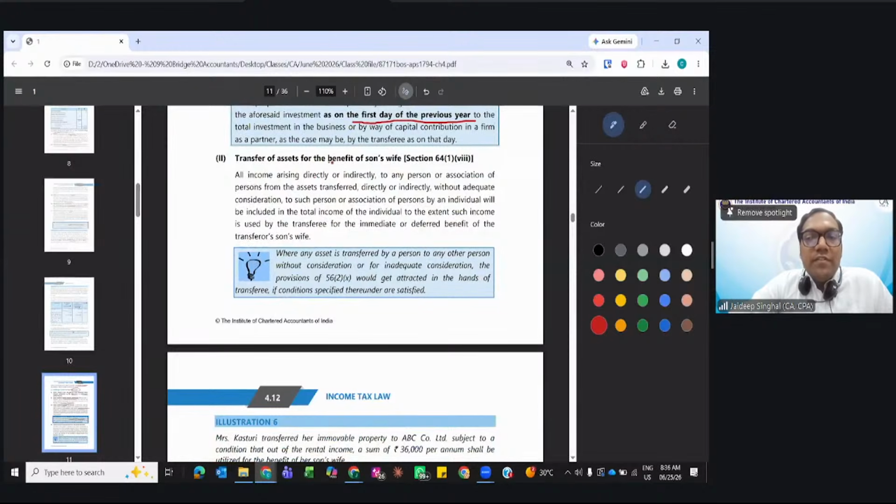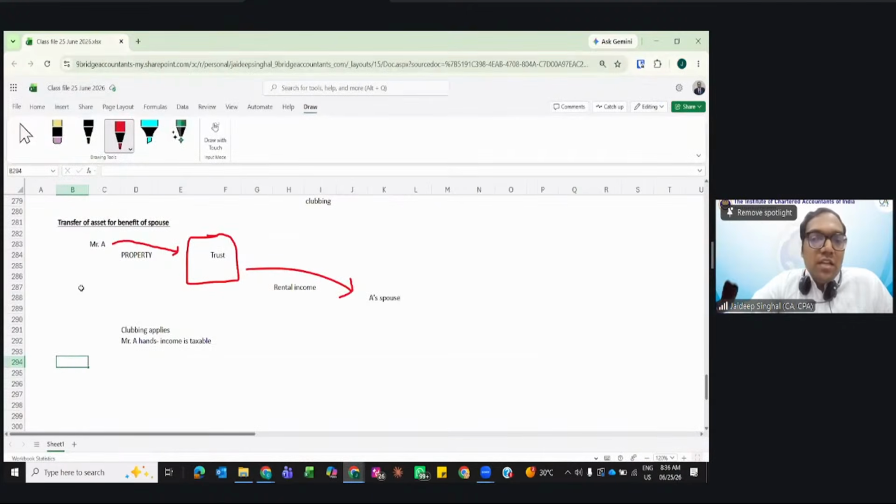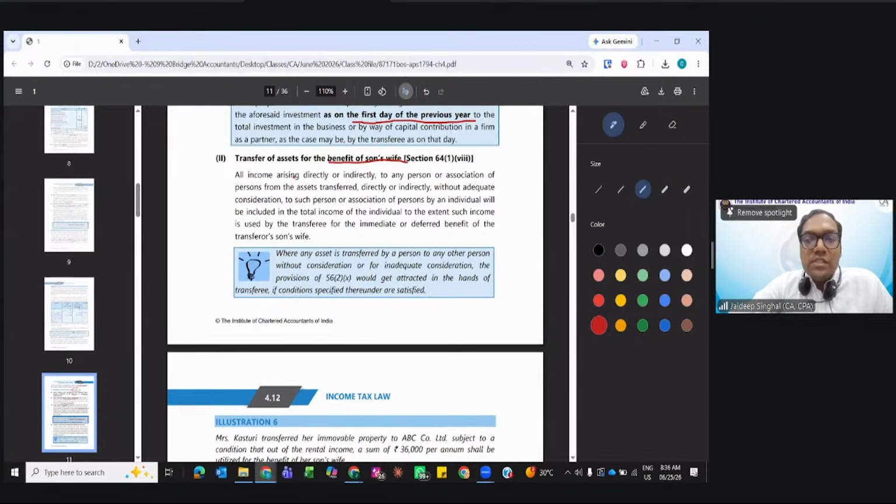Now transfer of assets for the benefit of son's wife, I have just taken an example. Here Mr. A transfers the property to the trust for A's spouse. Rental income is going to A's spouse. Now let's suppose instead of A's spouse it is son's wife. Mr. A transfers property to the trust and the trust is giving the rental income to the son's wife. Still the income will be taxable to Mr. A. So this is transfer of assets for the benefit of son's wife. All income arising directly or indirectly to any person or association of persons from the assets transferred directly or indirectly without adequate consideration by an individual will be included in the total income of the individual to the extent such income is used by the transferee for the immediate or deferred benefit of the son's wife.